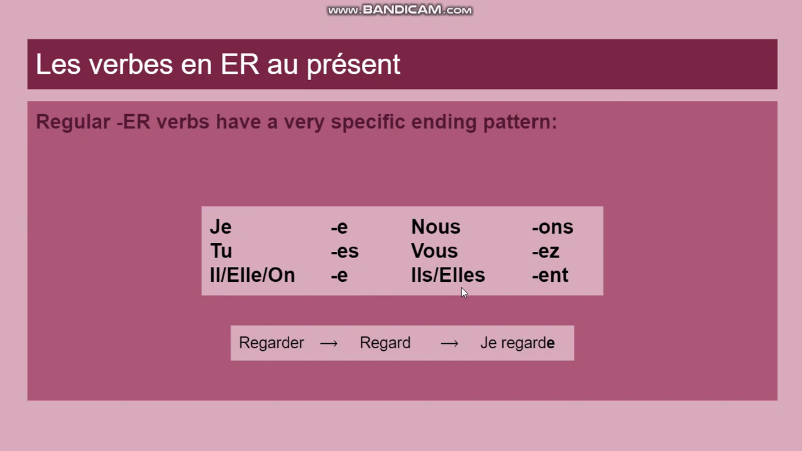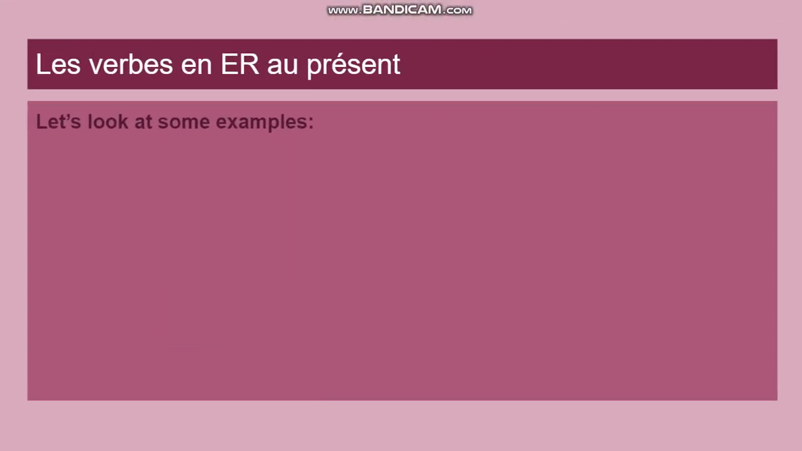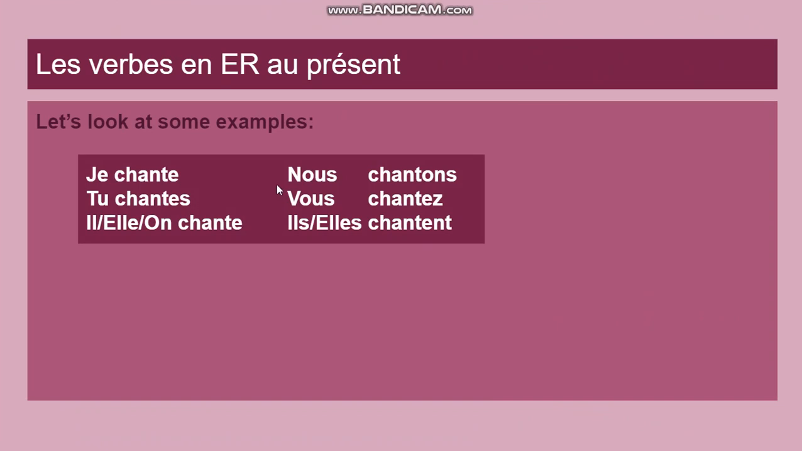All right, let's see what happens next. Let's look at some examples. So first we have the verb chanter. You can imagine this with an ER at the end. That would be our verb. And notice that we've conjugated it for je chante, I sing, tu chantes, you sing, il, elle, on chante, he, she, it, or one sings, nous chantons, we sing, vous chantez, you all sing, and ils, elles chantent.